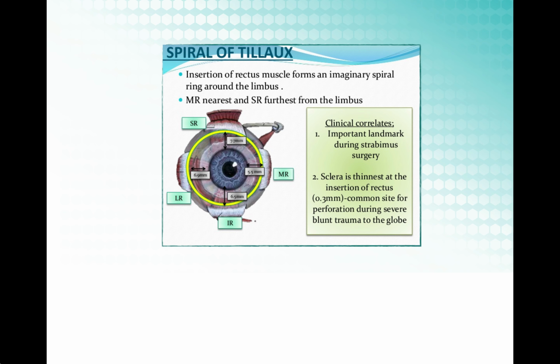The insertion of the rectus muscles in the sclera forms an imaginary spiral ring around the limbus, and we call that the spiral of Tillaux. As shown in this picture, the medial rectus is nearest and the superior rectus is farthest from the limbus. The spiral of Tillaux is a very important landmark during strabismus surgery.